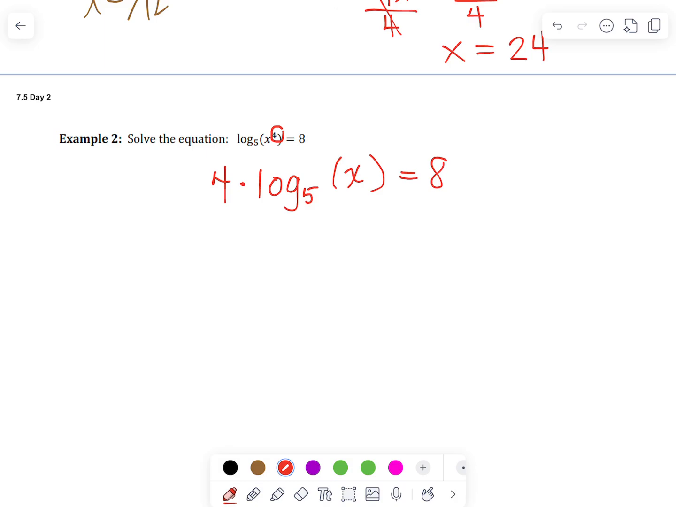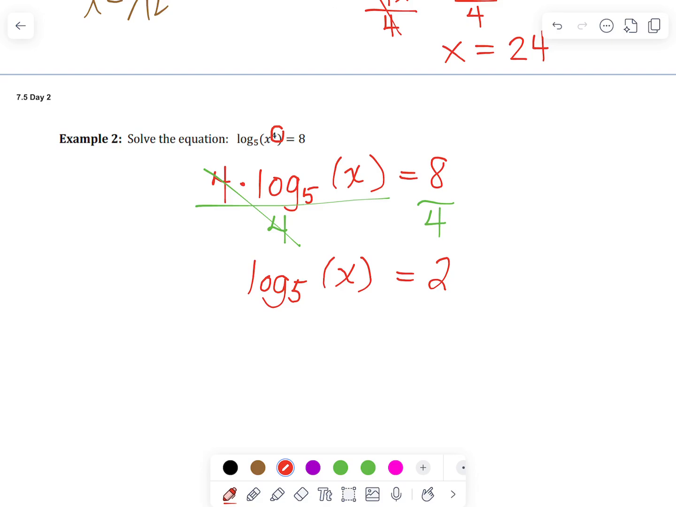So the 4 has been brought down in front of the logarithm. Then we're going to undo that 4. Right now that 4 is multiplying the logarithm, so we're going to divide both sides by 4. And then we'll simplify. Log base 5 of x. And on the right side, 8 divided by 4 is 2.